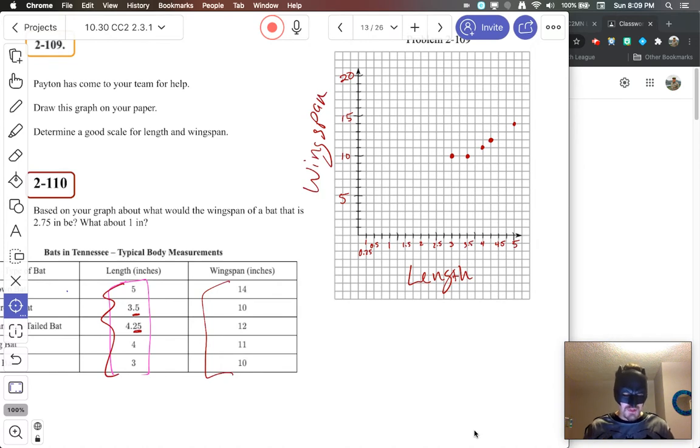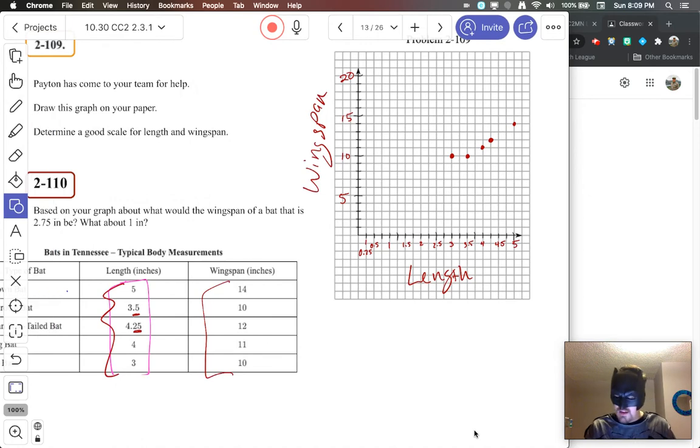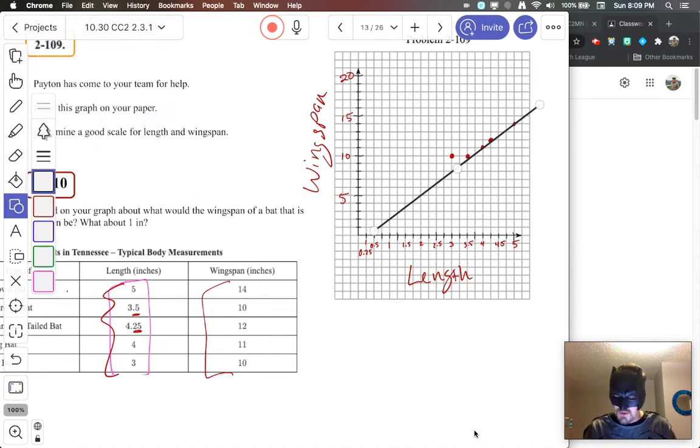All right. So with that information, based on your graph, about what would the wingspan of a bat that is 2.75 inches be? All right. So what I'm going to do is draw what is called a line of best fit. A line of best fit essentially takes the information and approximates a line that might represent the data. And so what I'm thinking is, if you take a look there, this data looks like it's almost exactly along that line that I just drew.